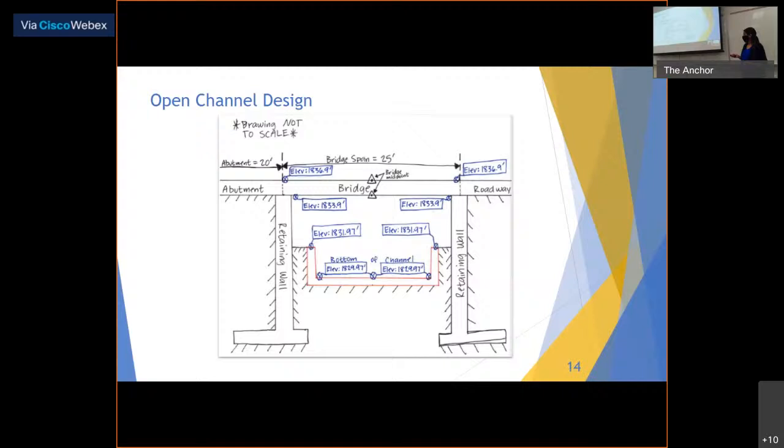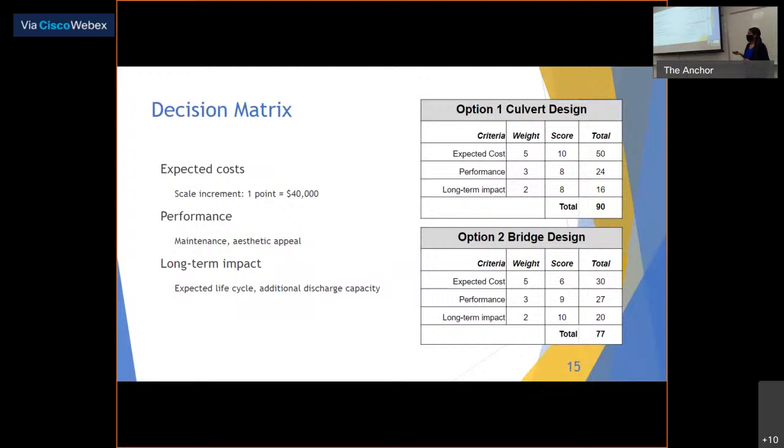To be able to aid our client, we decided to come up with a decision matrix, where the score was based on a scale of 0 to 10, with 10 being the highest. We divided it into three different criteria: cost, performance, and long-term impact. The cost was based on whichever had the lowest cost. The performance score was based on lower maintenance and higher aesthetics. And the long-term impact score was based on the highest expected life cycle. As we determined, the culvert design was the best option. Now I'm going to pass it to Jake for the hydro team.